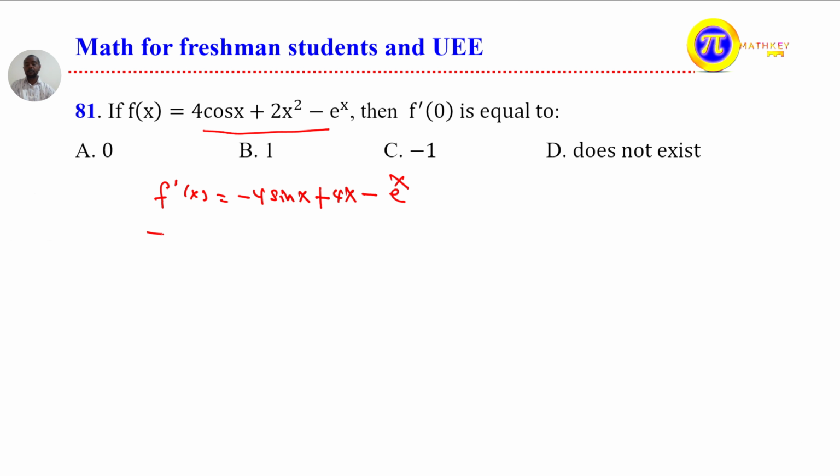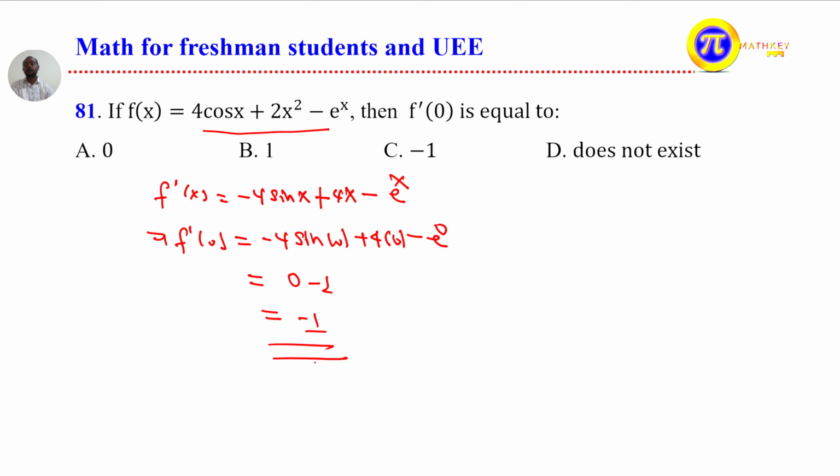What does this imply? This implies that f derivative at 0 means what? Insert 0 instead of x, which is equal to what? 4 sin 0 plus 4 times 0 to the power of what? That is 0. What is the value? Sin 0 is 0, 4 times 0 is 0, so it is 0 minus 1, which is negative 1. So the derivative of this at 0 is equal to negative 1. The answer is C.